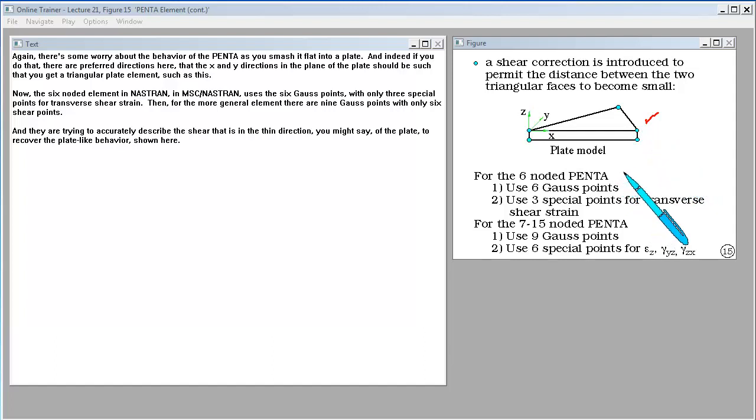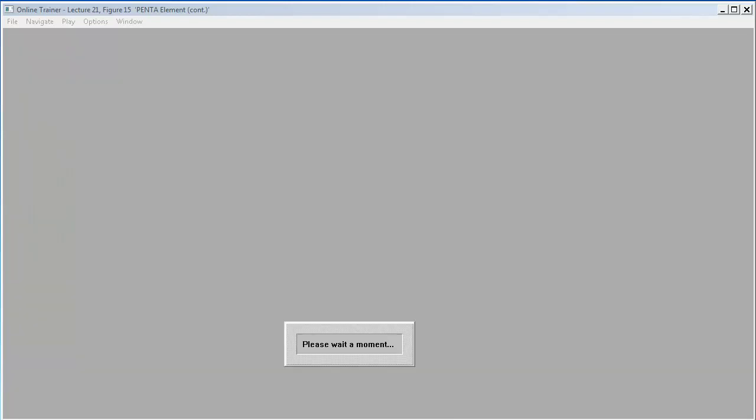Now, the 6-noded element in MSc Nastran uses the 6 Gauss points with only 3 special points for transverse shear strain. Then for the more general element, there are 9 Gauss points with only 6 shear points, and they are trying to accurately describe the shear that is in the thin direction, you might say, of the plate to recover the plate-like behavior shown here.